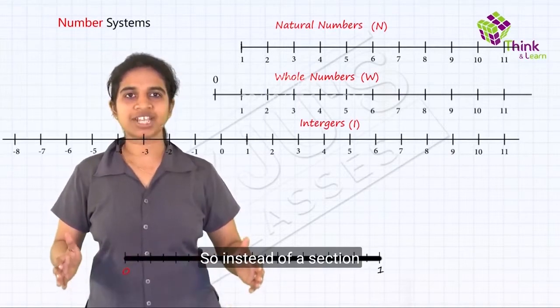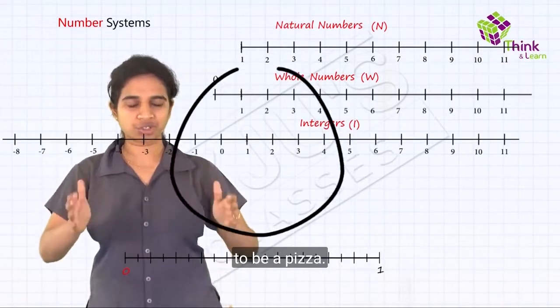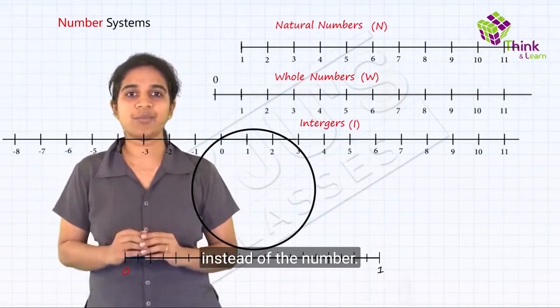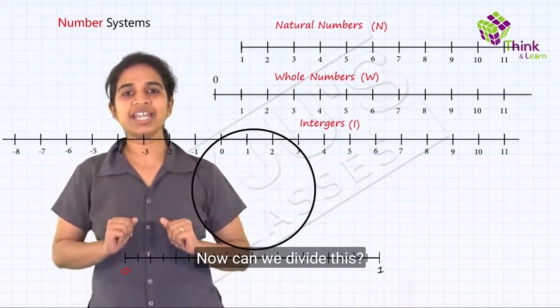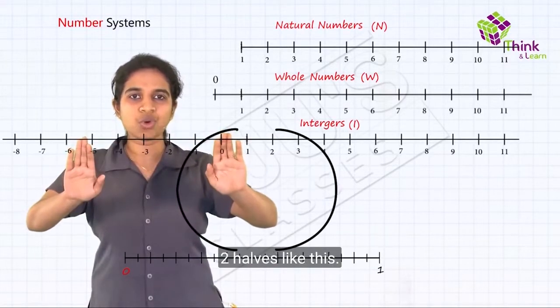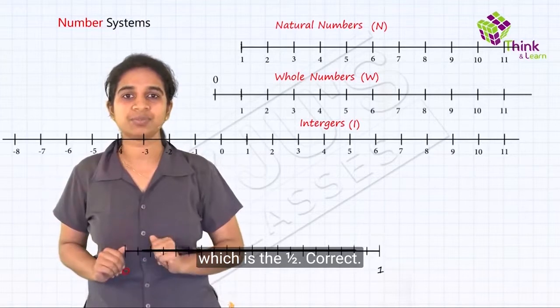So instead of a section, let's imagine it to be something like a pizza. Let's move the line down and have a pizza instead of the number. Now, can we divide this? Essentially, we want to divide this unit. This is 1 unit. We can divide it into 2 halves like this. So between 0 and 1, there is 1 point, which is the half, correct?